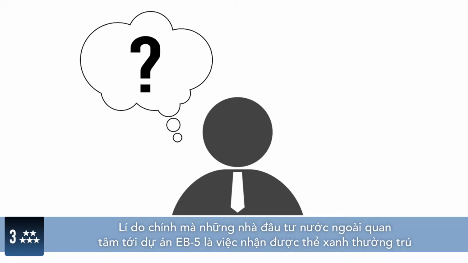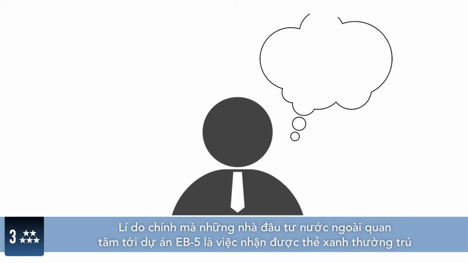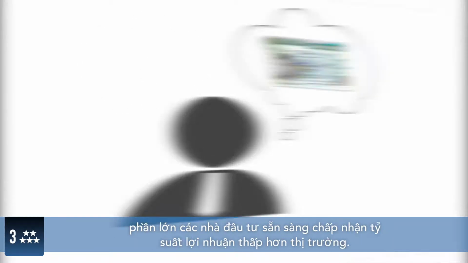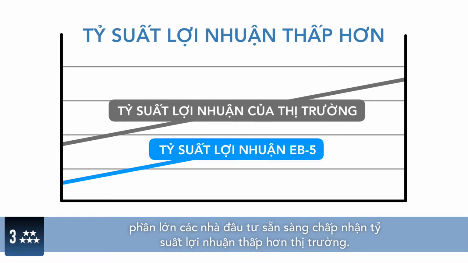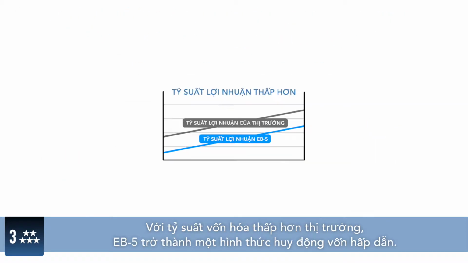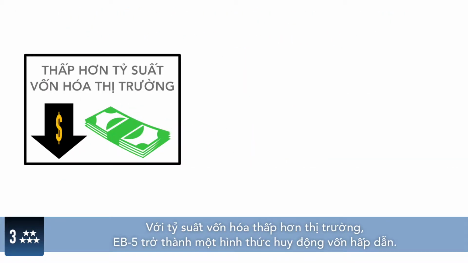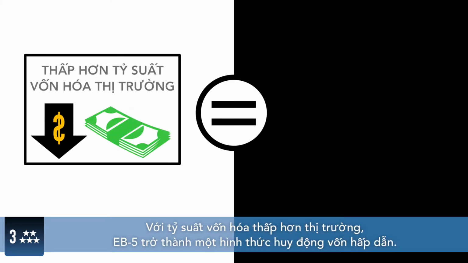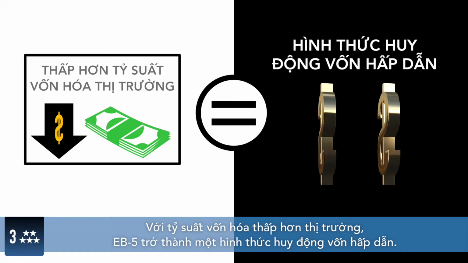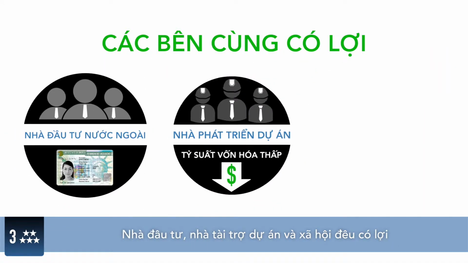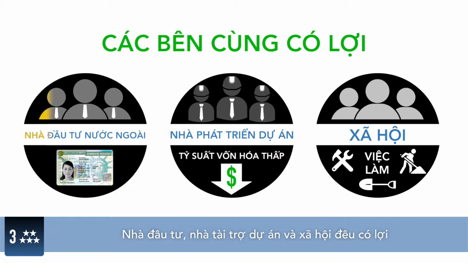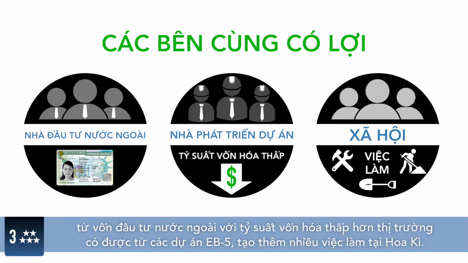The primary reason foreign nationals are interested in an EB-5 project is to obtain a green card, and so most investors are willing to accept a lower financial rate of return on their investment in exchange. The lower cost of EB-5 capital, therefore, makes EB-5 financing an attractive alternative financing option. Investors, project sponsors, and the public benefit due to the win-win-win aspects of below-market overseas capital funding EB-5 projects that create new jobs here in the United States.